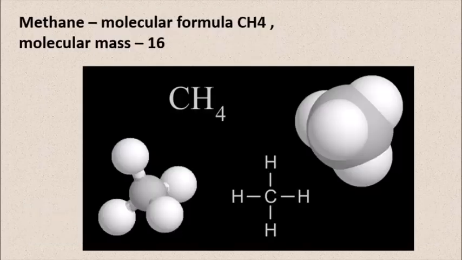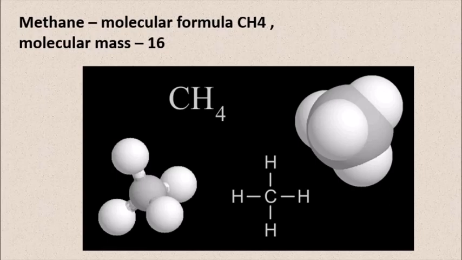Now let's learn about methane. In the earlier parts we had learned that carbon combines with four hydrogen and forms methane, that is CH4. So the molecular formula of methane is CH4. There is one carbon atom and four hydrogen atoms. Then the molecular mass of methane is 16.